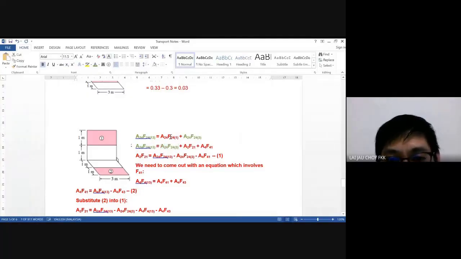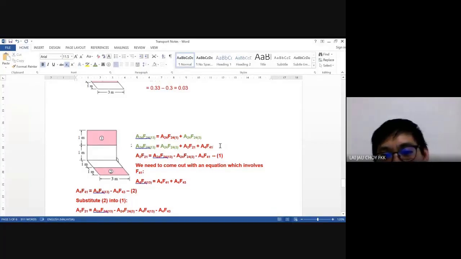So we need to break down this F241. Okay, 2, 4, 1. So now this part we break into 2. From 2, 4, 1, we break it into 2, 1 plus 4, 1.